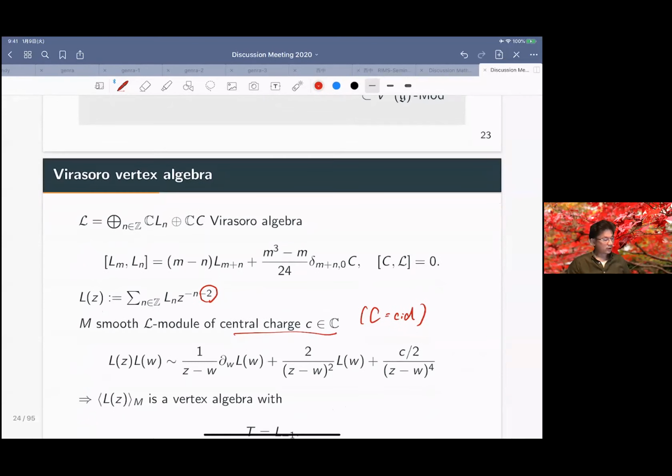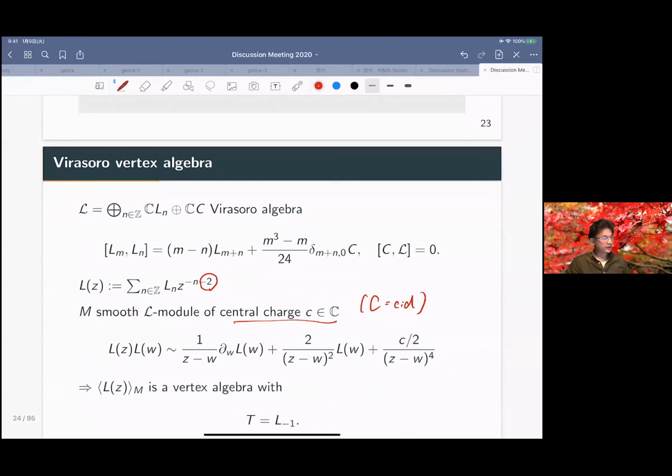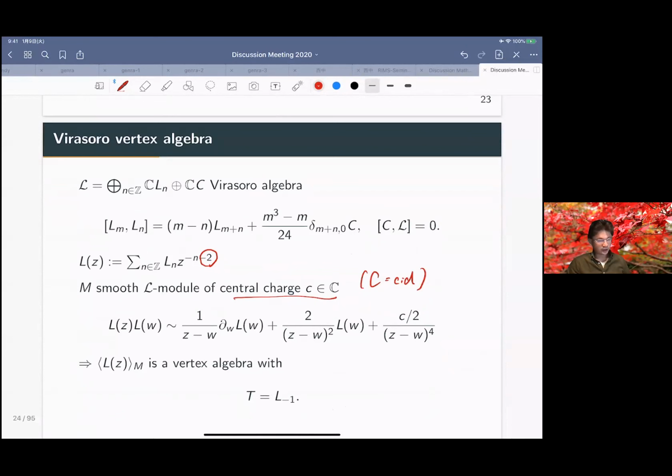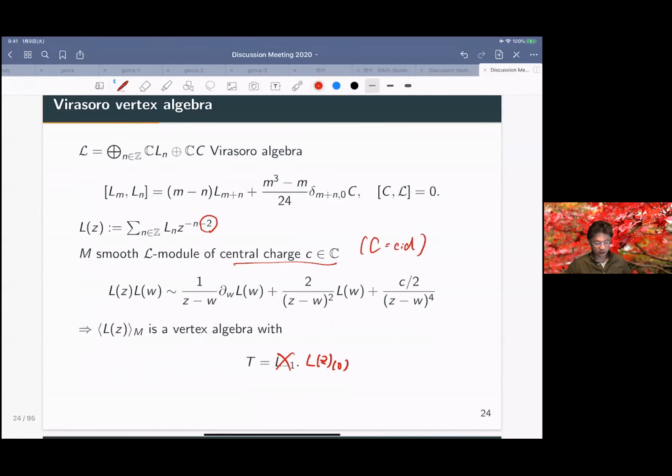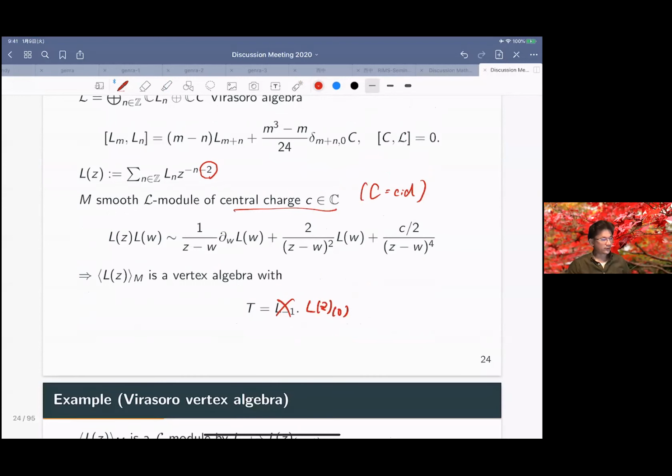So you can consider the vertex algebra generated by this L(z). And this has a special property that the translation operator is the same as multiplication by L_{-1}. Sorry, this is wrong. This is L_0? Sorry. So the translation operator is inner for this Virasoro vertex algebra.